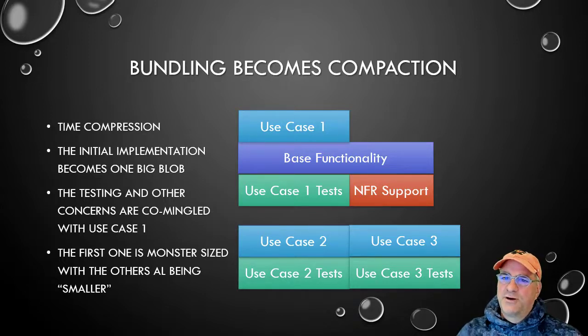But if that was a third-party library off the internet, we wouldn't expect that. Why would we expect it in our own code? Really what it is a shortcut. We end up co-mingling the base functionality test with the use case test. This is bad. You shouldn't be doing this. We should make it look like the previous screen. And so this is how we end up with this monster first use case and a bunch of smaller ones.